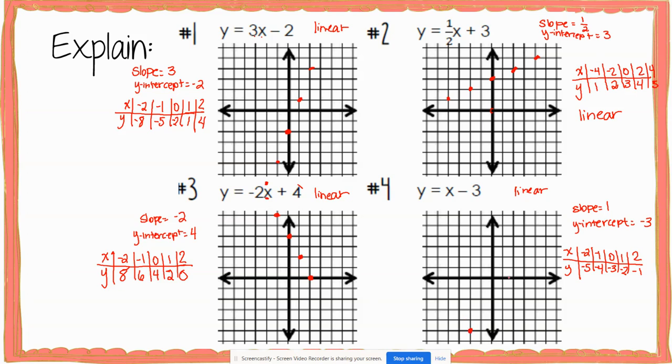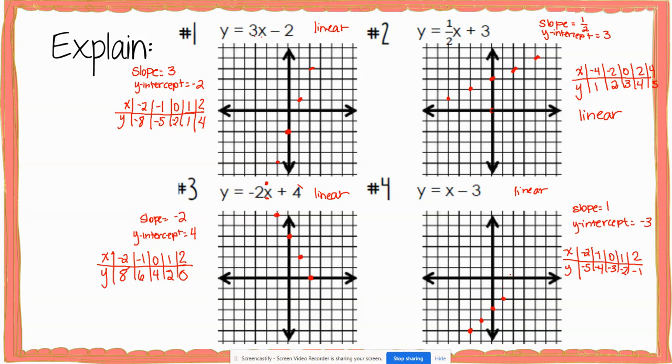When x is negative 1, y is negative 4. So I would move left 1 and then down 4. When x is 0, y is negative 3. So I would not move left or right, but I would move down 3. When x is 1, y is negative 2. So I would move right 1 and then down 2.